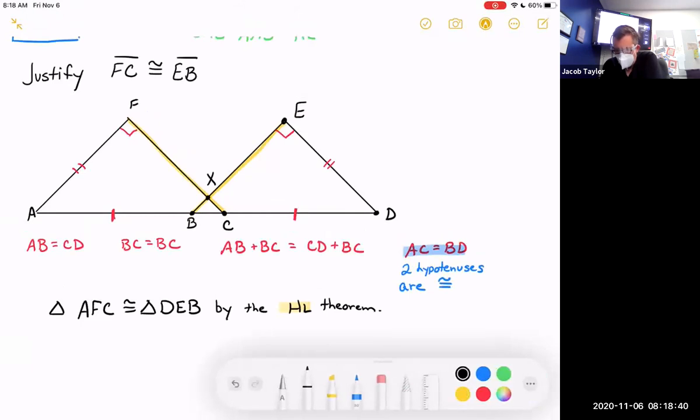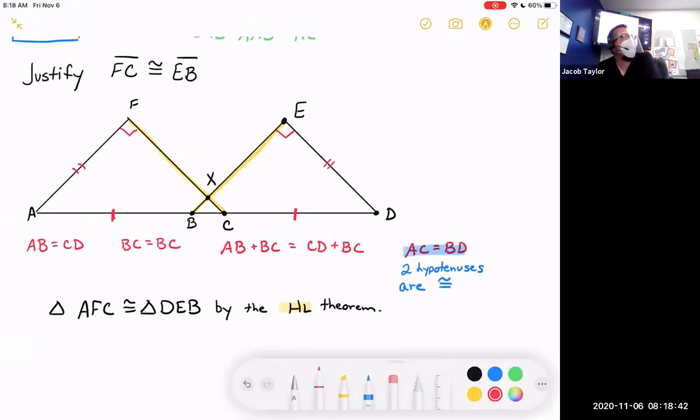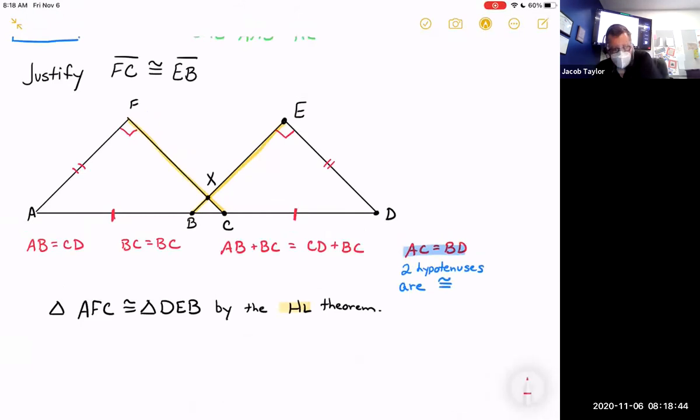Now, our goal was not to prove that the triangles were congruent. Our goal was to justify that segment FC and segment EB are congruent to one another. But if the triangles are congruent, then every piece of the triangle is congruent. So we could say that FC is congruent to EB because we just proved the triangles are congruent and corresponding parts of congruent triangles are congruent. CPCTC.